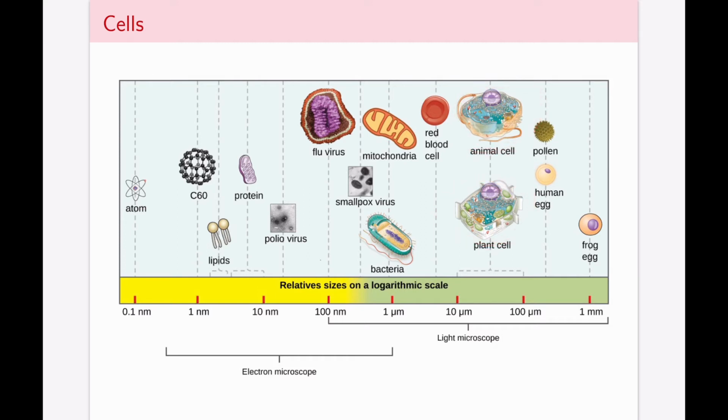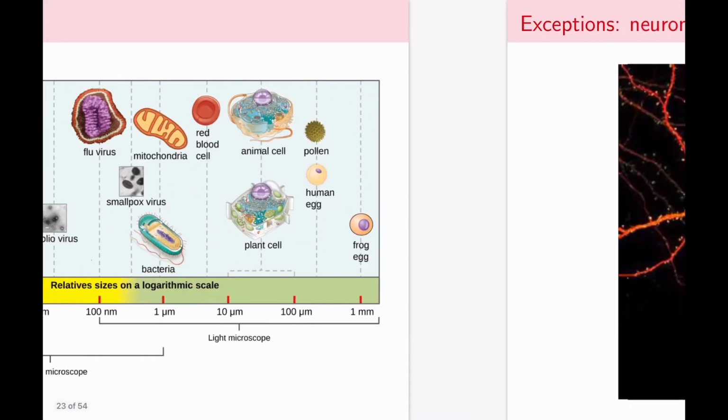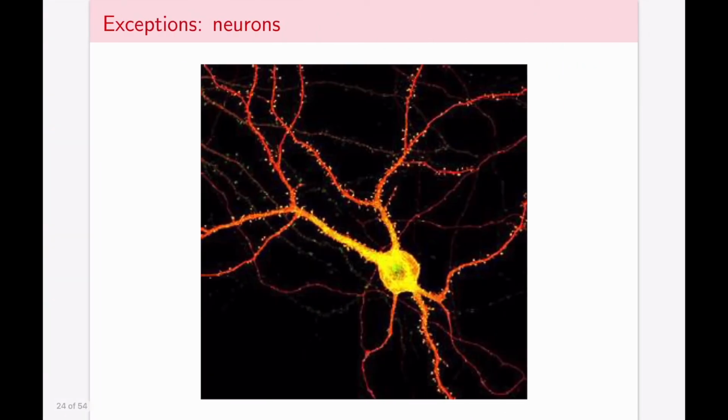Now, it is important to notice that there are a few quite drastic exceptions to the analysis that we have just performed. In particular, neurons are huge cells.